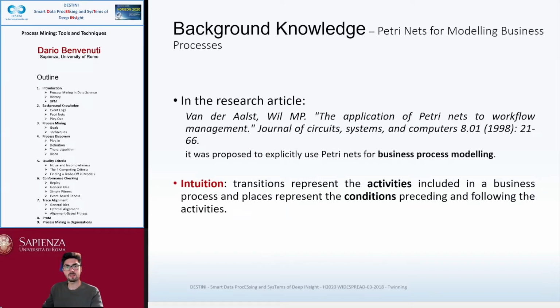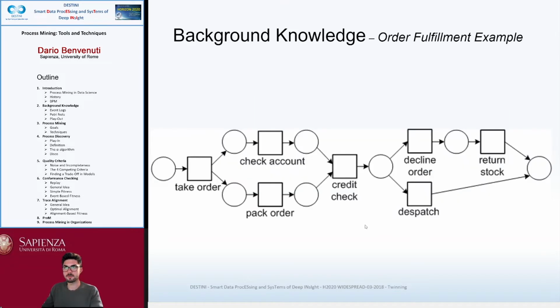Van der Aalst himself explicitly proposed using Petri nets to model business processes, and that's because he thought that transitions can represent the activities included in a business process, while places represent the conditions preceding and following those activities. Here we can see an example of a Petri net used to model a process.